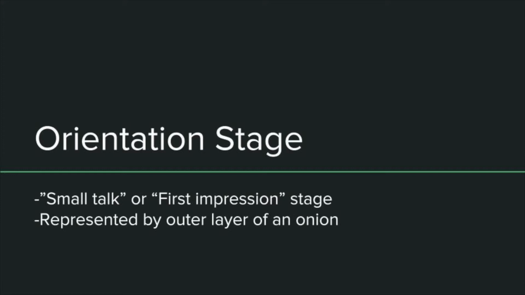The first stage is the orientation stage, also known as the small talk or first impression stage. In this stage, communicators become acquainted by observing mannerisms and personal dress, and also by exchanging non-intimate information about themselves. This stage in communication is usually at a superficial level, and people are cautious about revealing too much information about themselves to another person. Therefore, their behavior is guided by social desirability and norms of appropriateness.